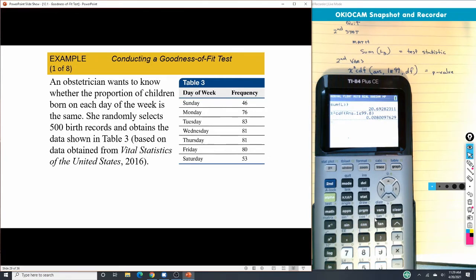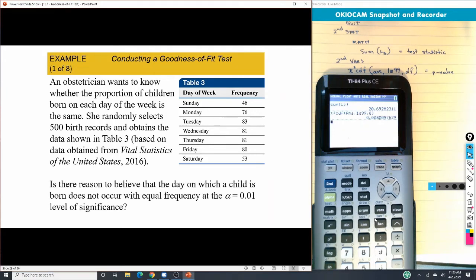All right, now let's try another one just so we can go through those pieces again. Okay. So here we have an obstetrician that wants to look at the proportion of children born on each day of the week. And we know that's the same. We have 500 births. What is the frequency compared to what is expected?